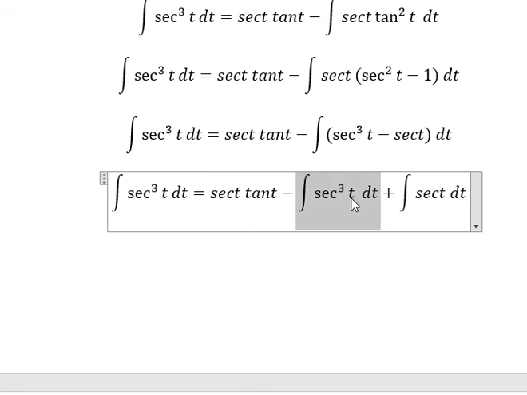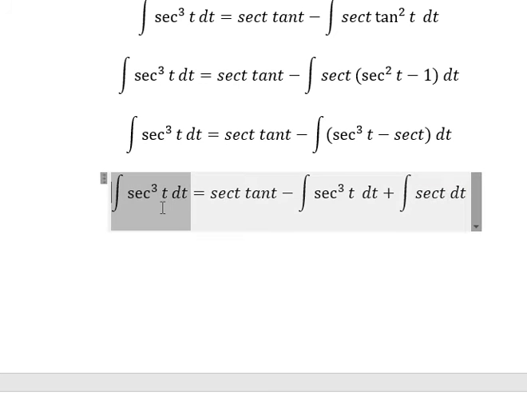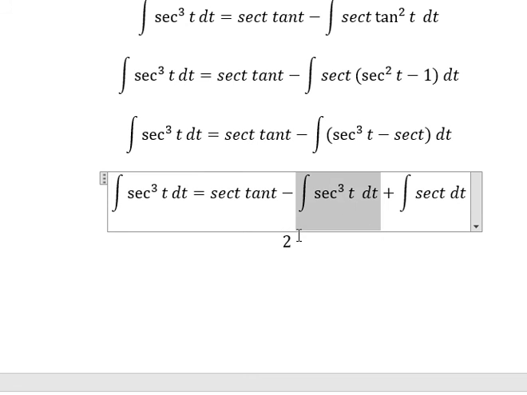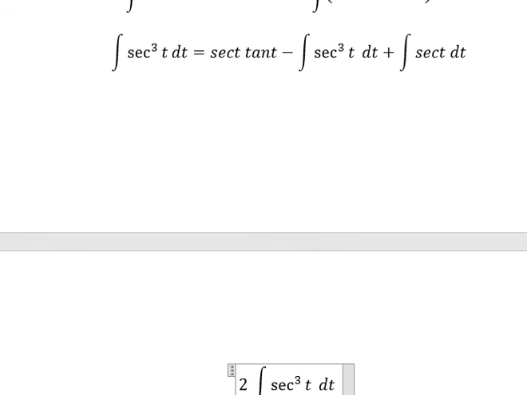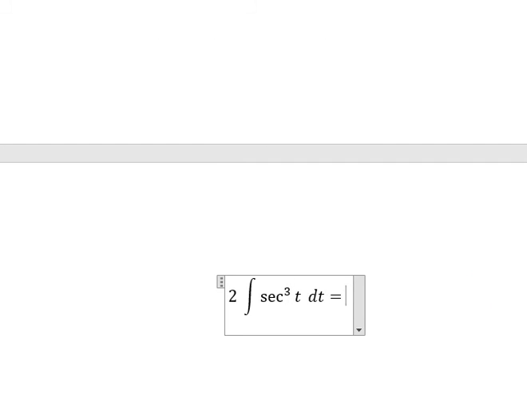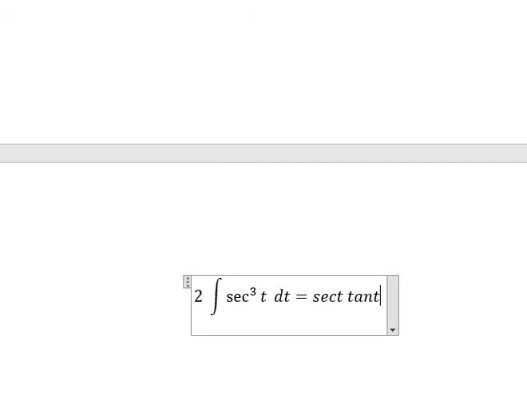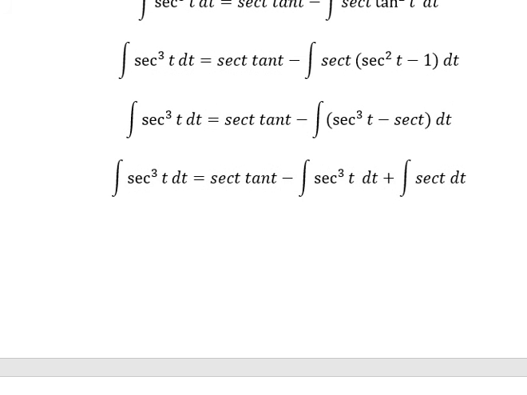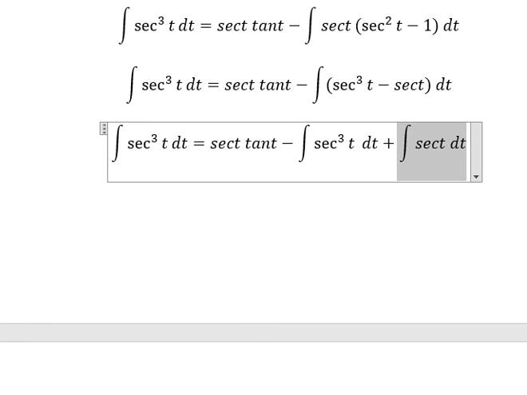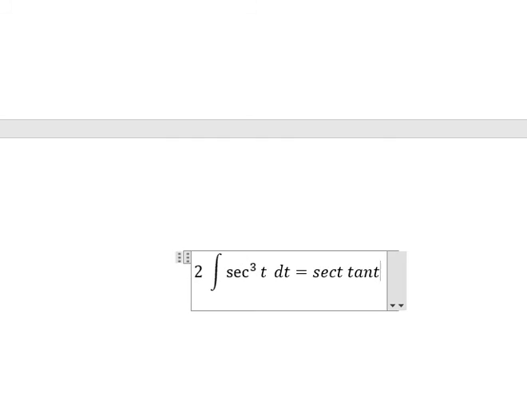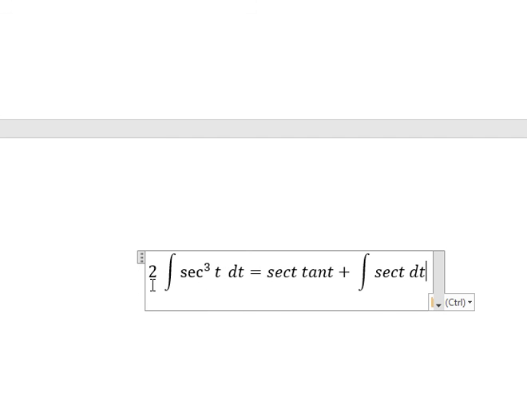Next, we put this one, go to the left. So we have two integration in here equals to secant of t tan t minus positive, just like this. Later that we divide both sides with number 2.